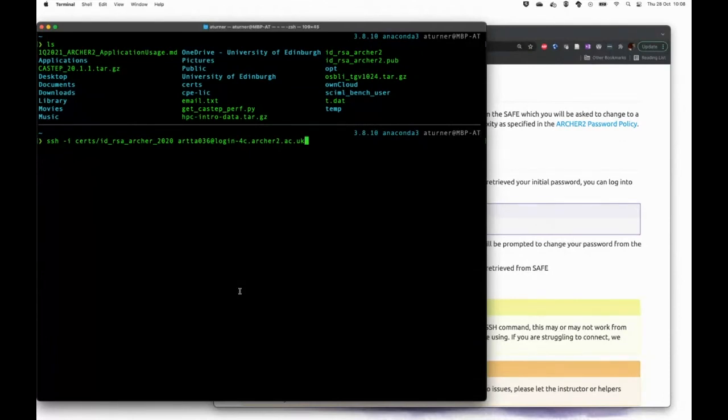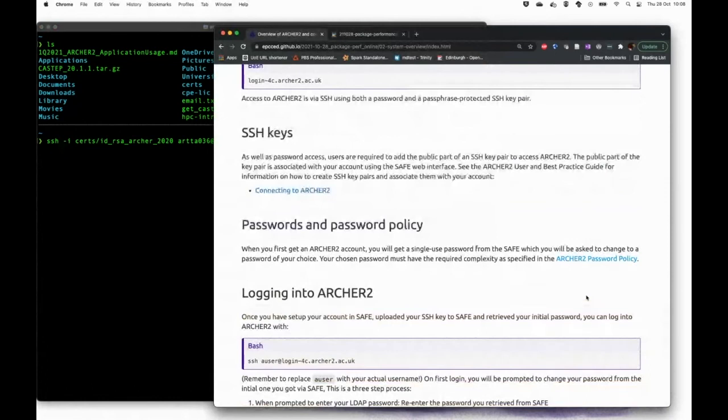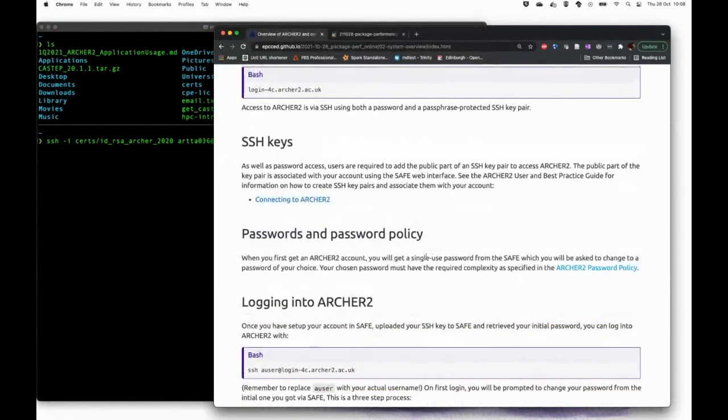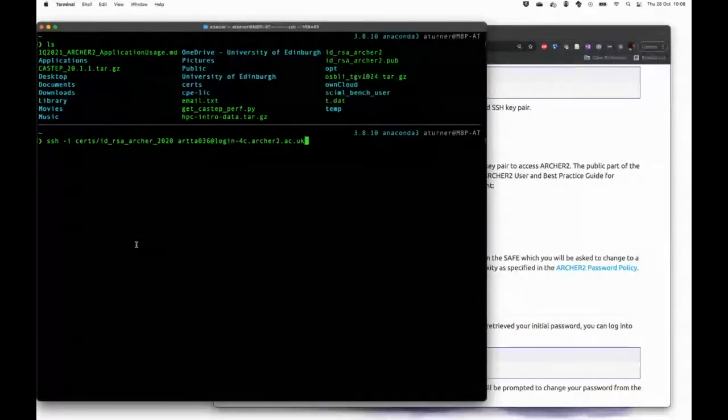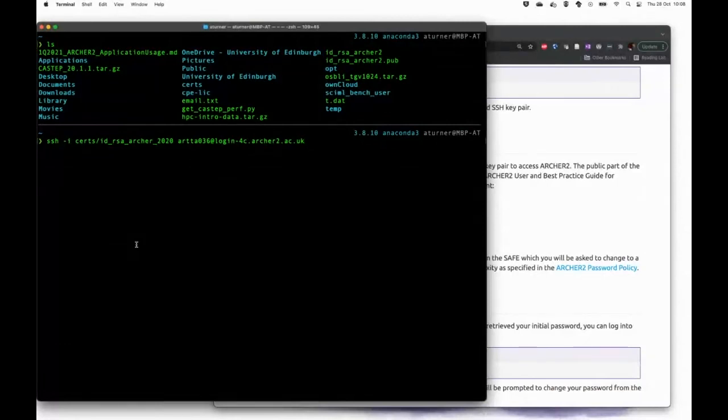What this would often do is ask you first for your passphrase. I think, is it password or passphrase? Now I'm going to have to go back and look at the documentation again. It's the other way around. Thanks, George. It will ask for your password first, and then your passphrase. So this would normally ask for your Archer2 password, and if you've got just the first one you ever picked up from SAFE when you first registered, it will then immediately ask you to change that password.